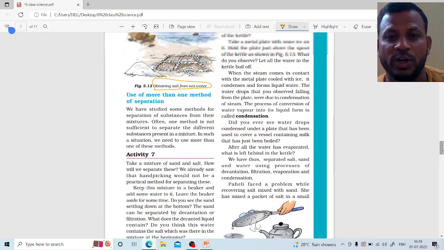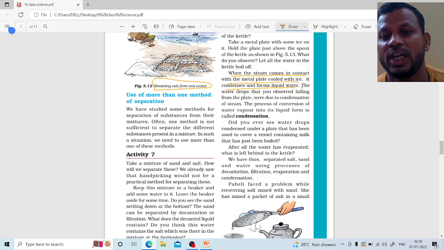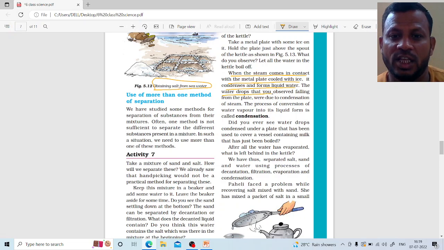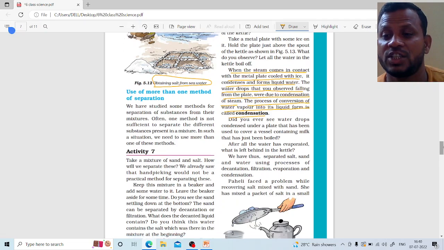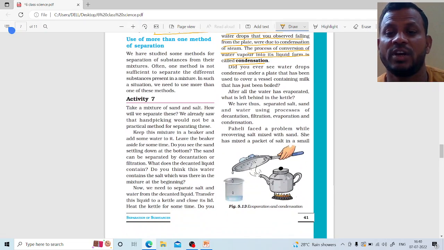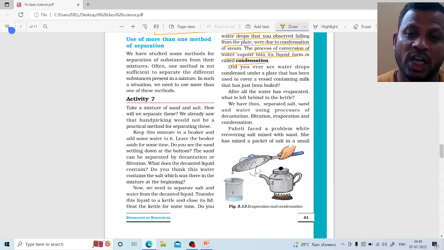Next point is the condensation. When the steam comes in contact with the metal plates cooled with ice, it condenses to form liquid water. The water drops that you observed falling from the plates are due to the condensation of the steam. This process of conversion of water vapors into the liquid form is called condensation.